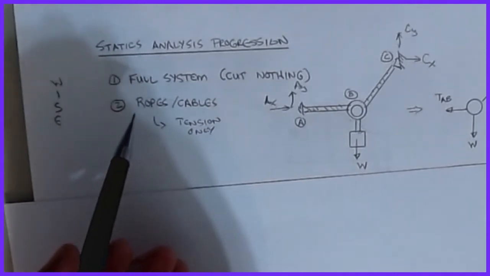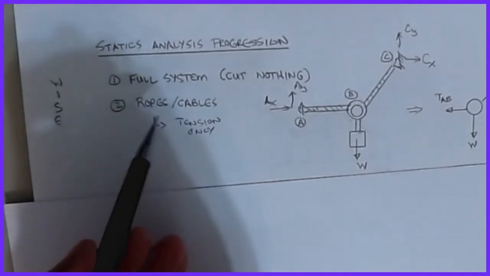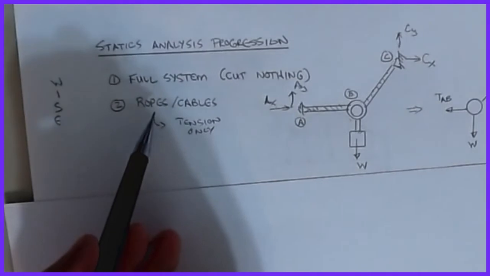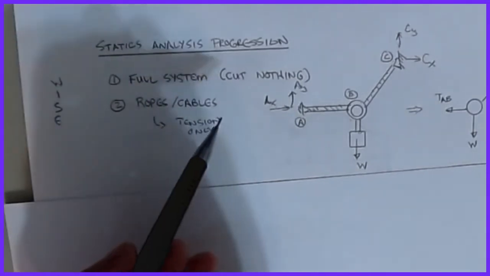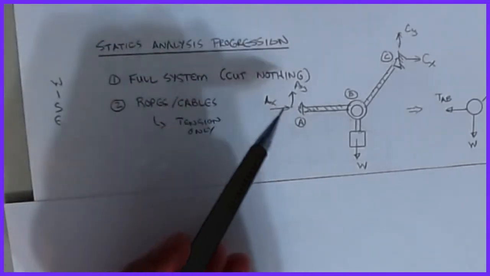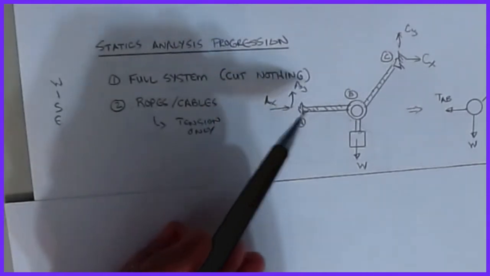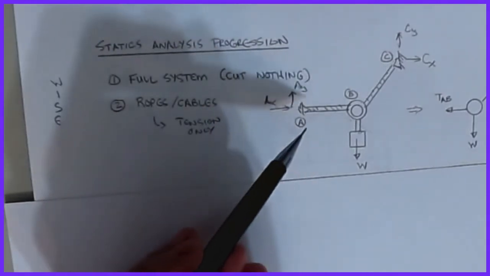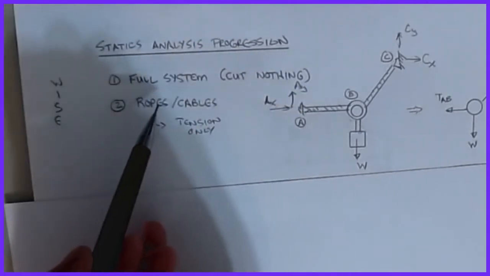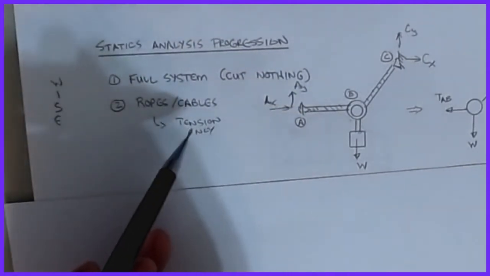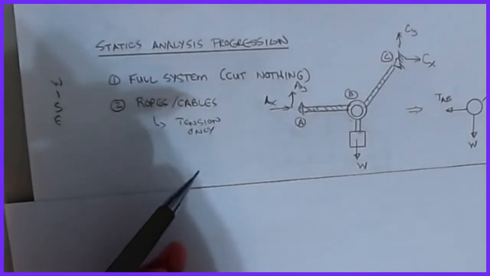So the next one that we look for is, are there any ropes or cables? Because we know that a rope, if I cut it, I can extract out the 2 unknowns at the end, and I can replace them with a single internal unknown, such as the tension of the rope. And we do know that ropes and cables are tension only. I can't have compression. There is no bending. So everything is a rope.